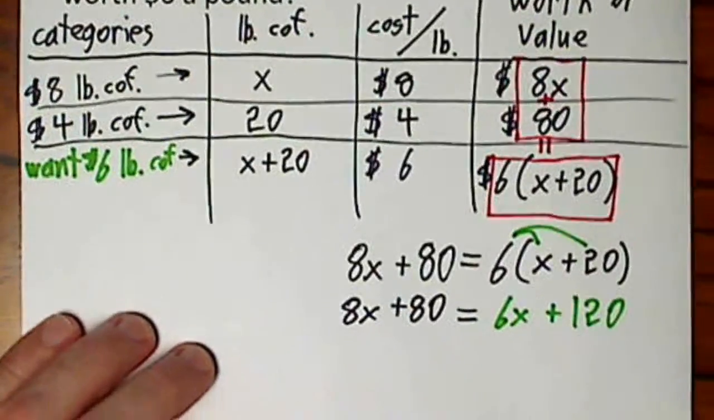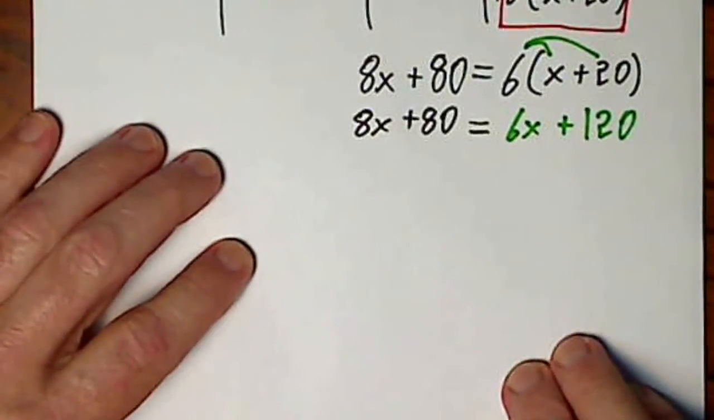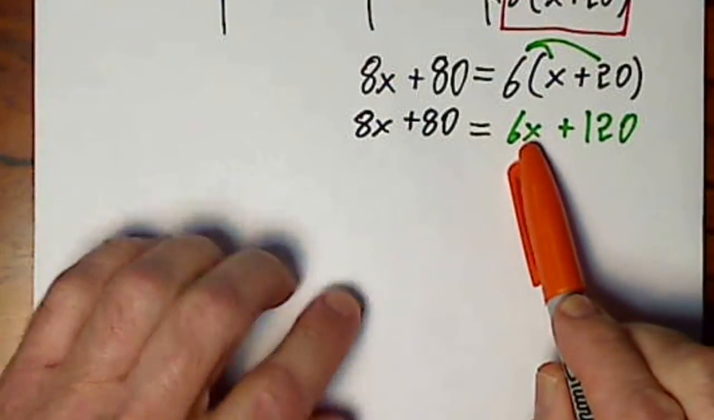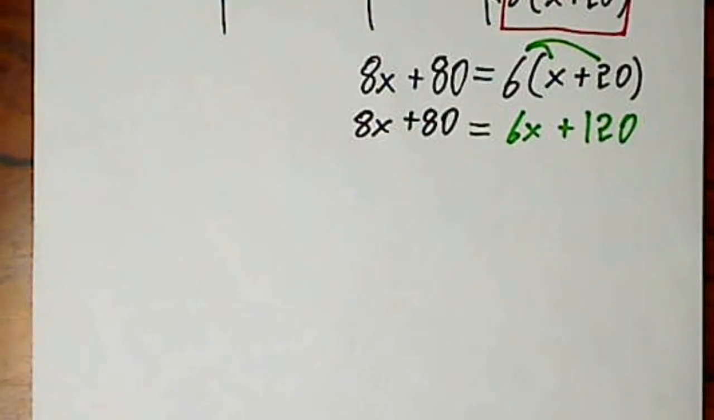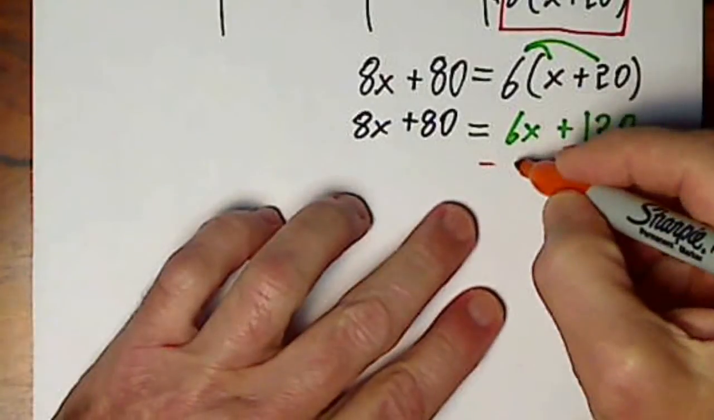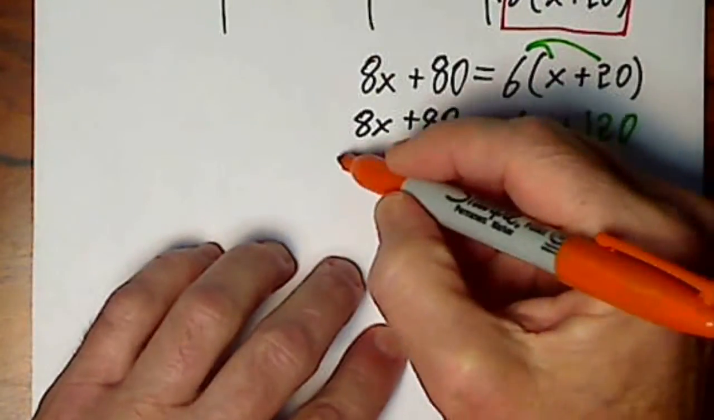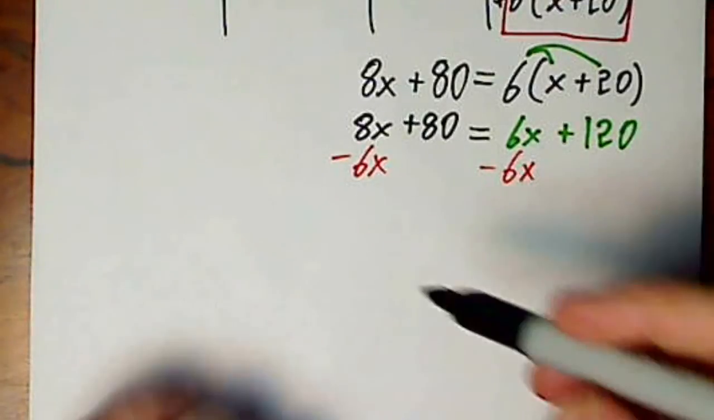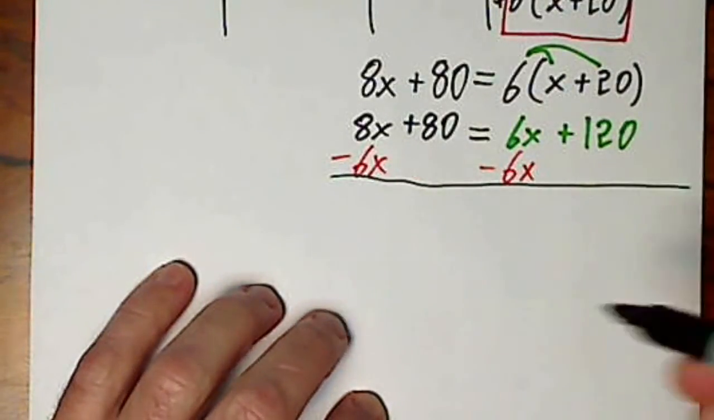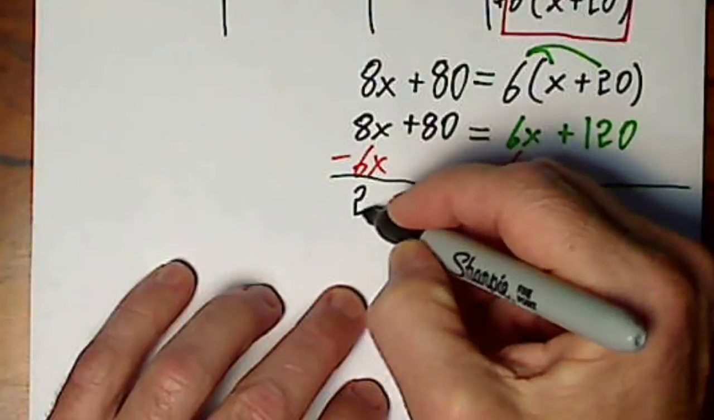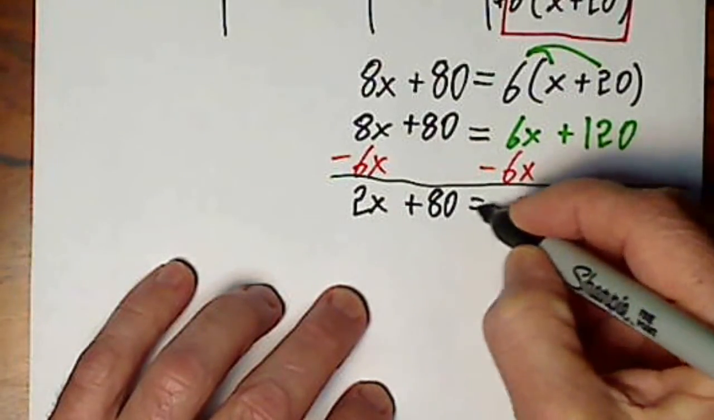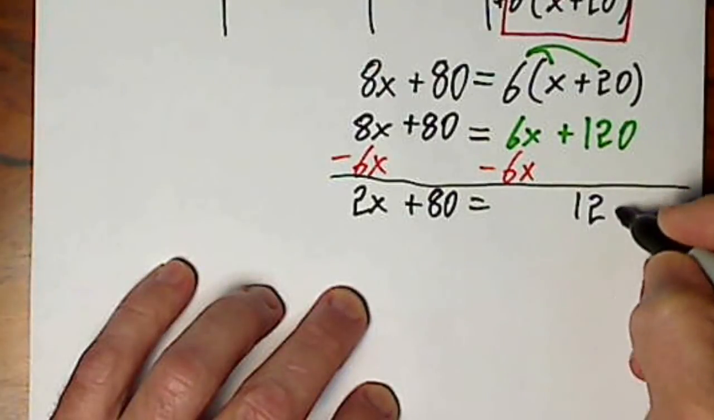I guess we'll slide this up, and I think my preference would be to get rid of the 6x since it's smaller than 8x. This leaves us with 2x, and that's 120.